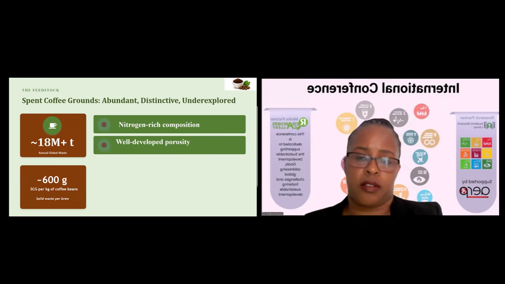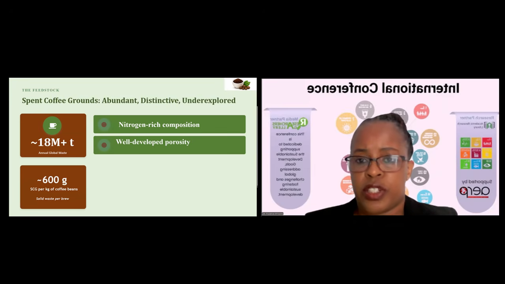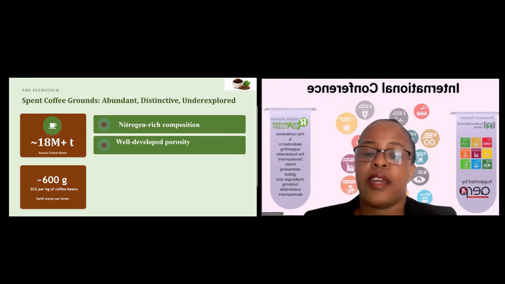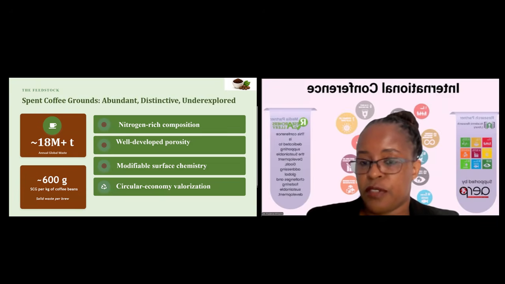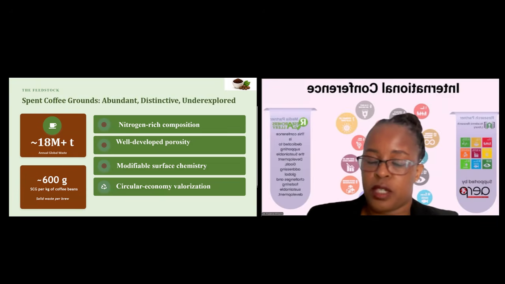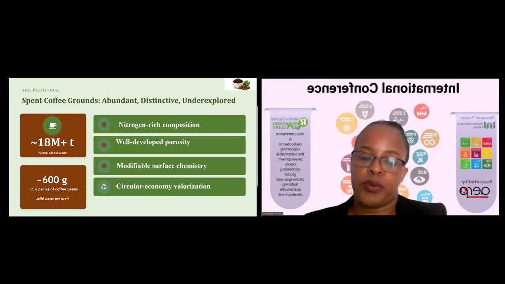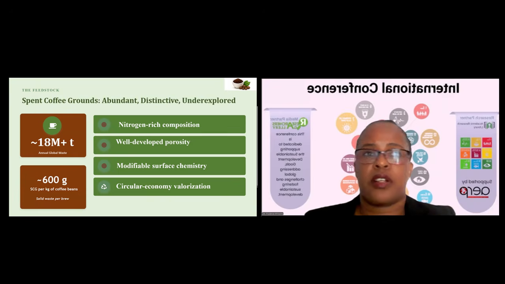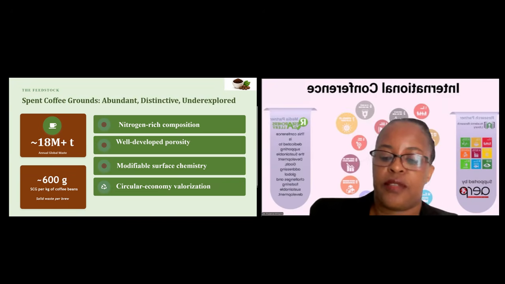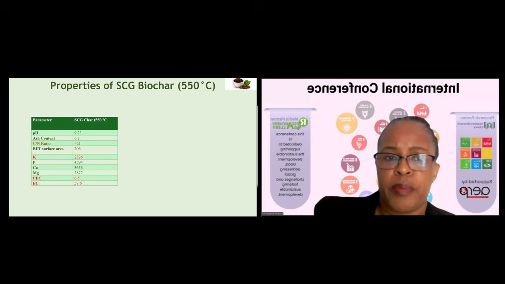And spent coffee grounds are a nitrogen rich product. They've got a very well developed porosity. They've got a modifiable surface chemistry, which I will show in a minute. And also, we've been talking about circular economy. Instead of putting those spent coffee grounds in the bin or in the landfill, we use them to resolve other problems such as heavy metals and, in this instance, salt affected soils. So the properties of coffee grounds.